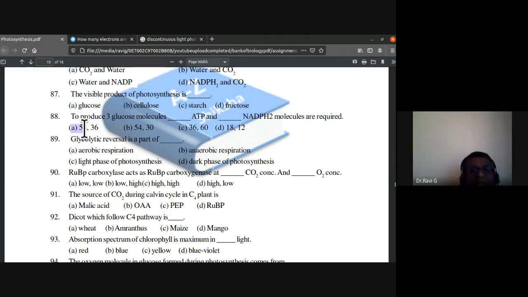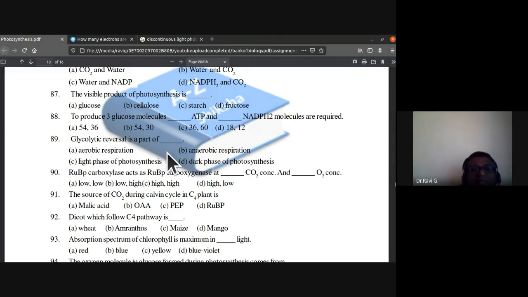So for 3 glucose molecules, such numerical problems they'll give you. So we require 54 ATP. 18 into 3 is 54 and 12 into 3 is 36. So 54 ATP and 36 NADPH. This is based on one glucose molecule requiring 18 ATP and 12 NADPH2 molecules. So the answer is 54 and 36.